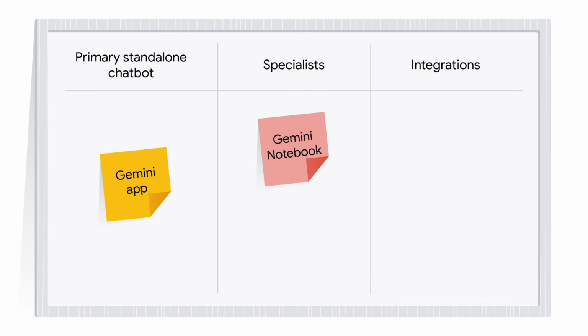Second, there are the specialists. These are tools built for specific high-power tasks. Let's look at 2 specialists. Gemini Notebook, which is designed specifically for analyzing documents and files, and Google Vids, which is built for storytelling. Gemini Notebook is not for general web searches. It's your personal research assistant, but the knowledge is grounded in your sources.